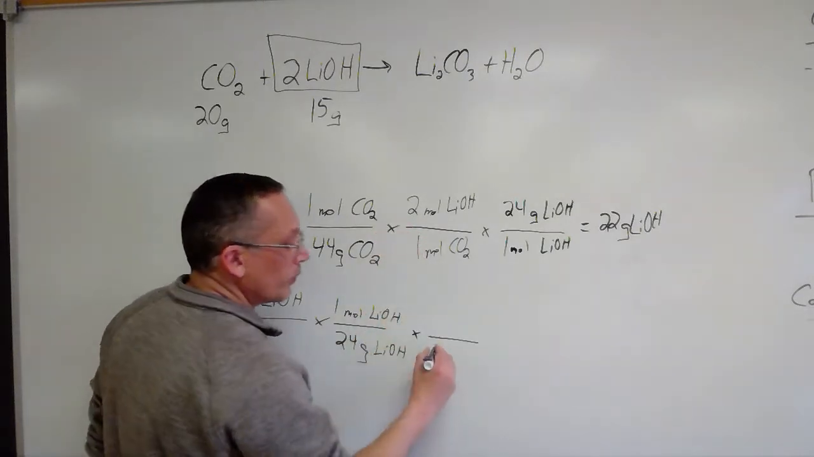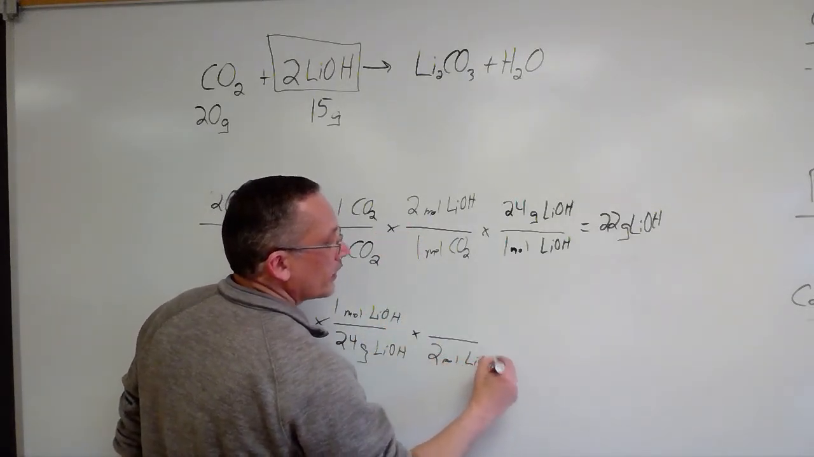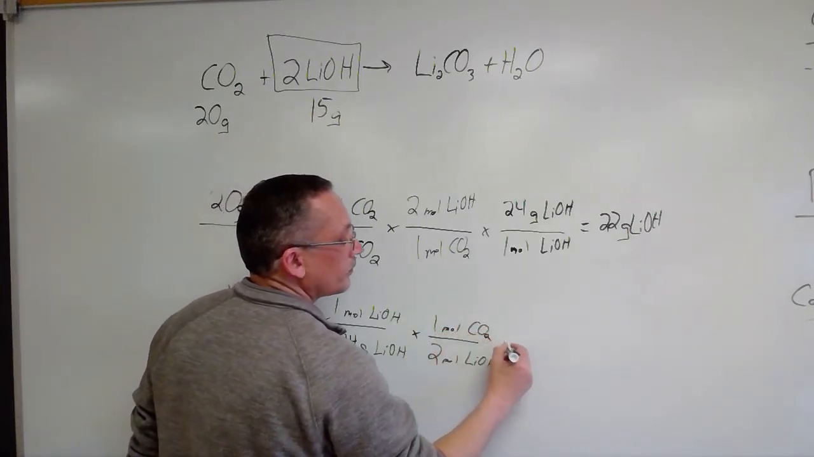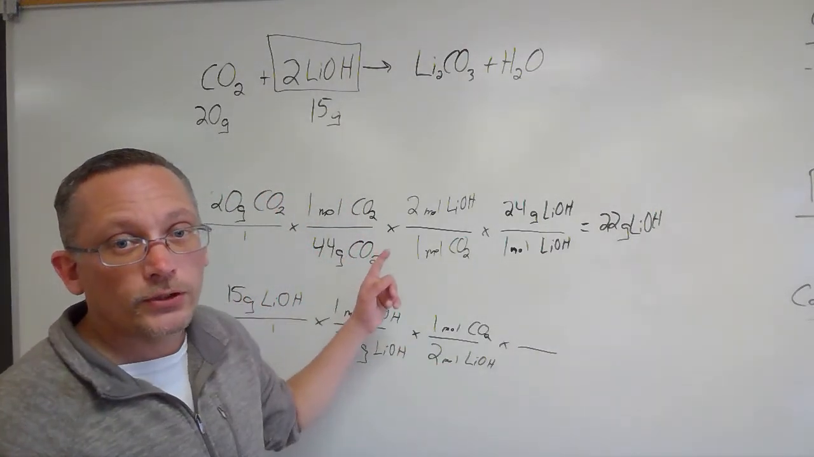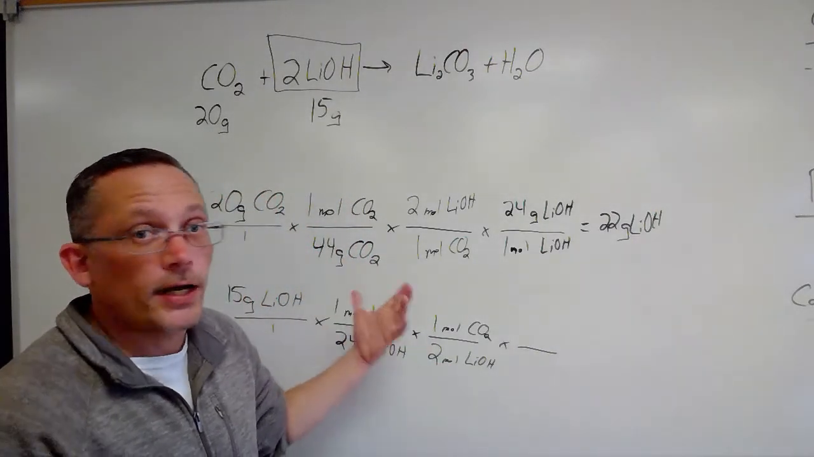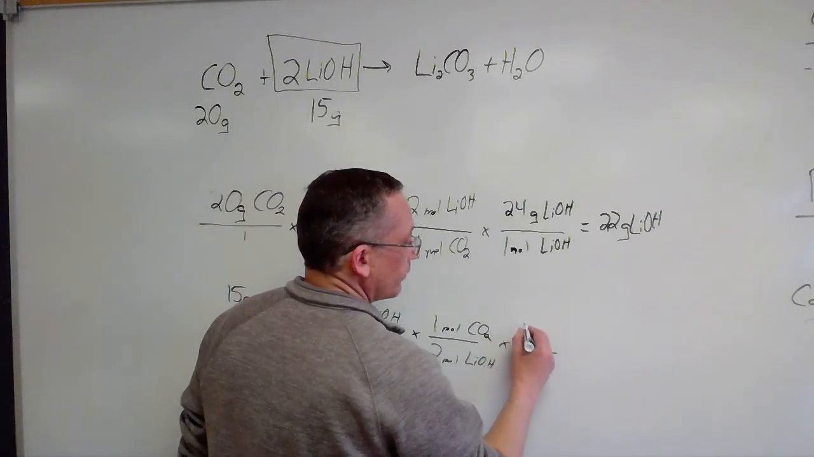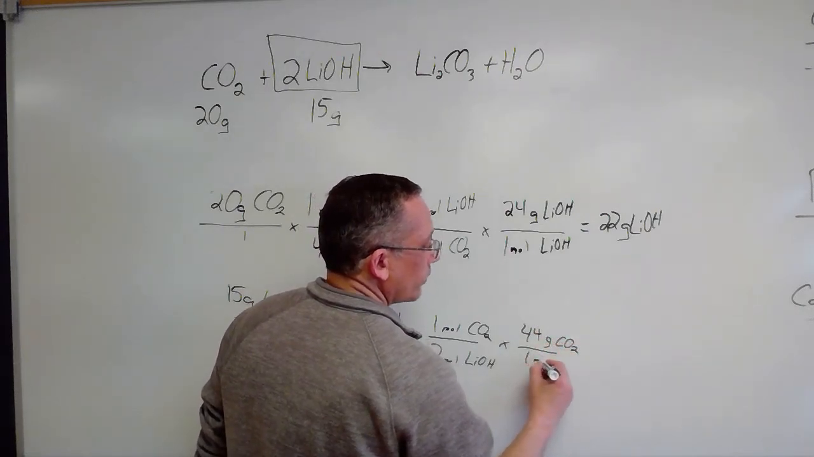And then to the chemical equation, which I've got those numbers right here, they're just going to be upside down. So I'm going to want the 2 moles of LiOH on the bottom and 1 mole of CO2 on the top. Okay. And then in the fourth fraction, we are going to go to the periodic table for carbon dioxide, which is right here. It's 44 grams of CO2 and of course 1 mole.